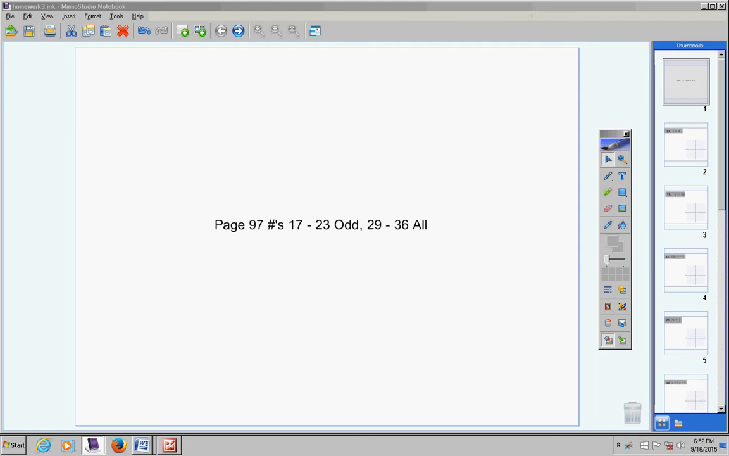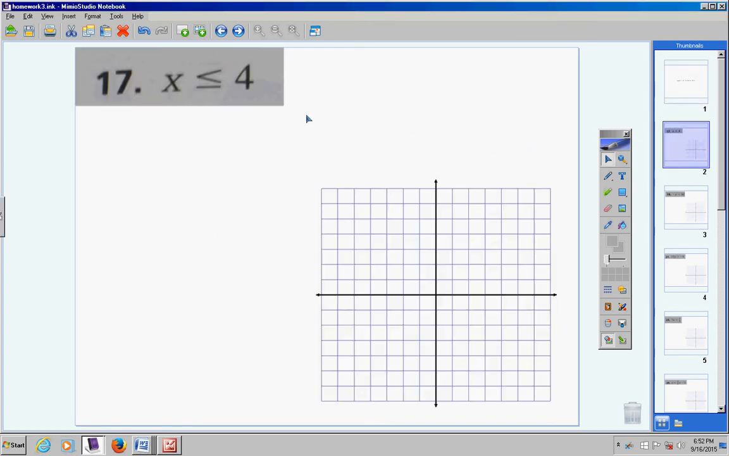The homework help video, page 97. These numbers here, let's go ahead and jump right into this. Number 17 through 23. The directions say to sketch the graph of the inequality. So let's get right into this.